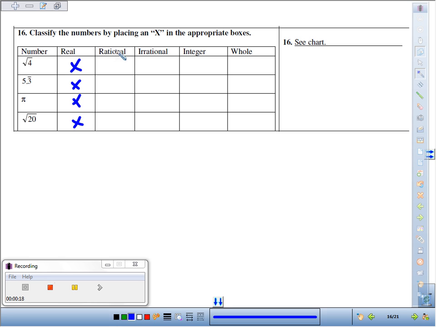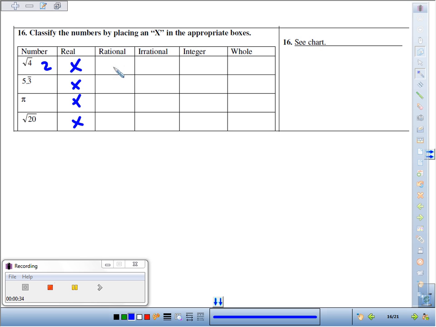Rational means we can write it as a fraction. Irrational means we can't write it as a fraction. They're the crazy ones that go on forever and don't repeat. Integers are kind of like our counting line numbers, and wholes are our counting numbers, but just 0 and the positives. So square root of 4, we can think of that as 2.